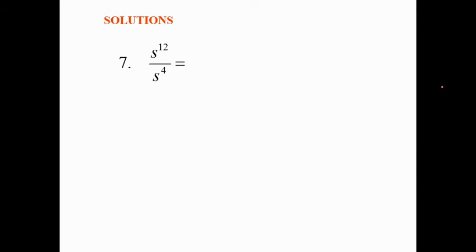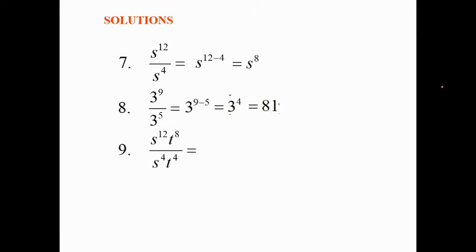Let's do some division. So we have s to the 12th divided by s to the 4th. What are we going to get? S 12 minus 4 is equal to s to the 8th. I have 3 to the 9th divided by 3 to the 5th. What's going to happen? That's right, I'll get 3 to the 9 minus 5, which is then equal to 3 to the 4th, which is equal to 81.